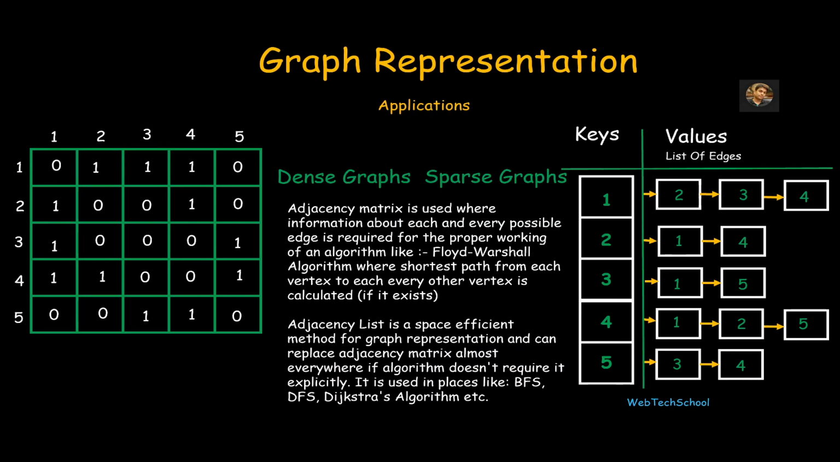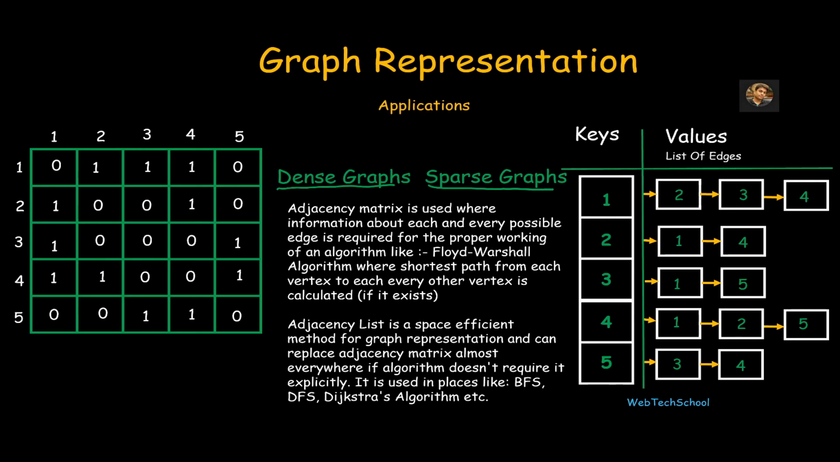It's recommended to use an adjacency matrix for dense graphs and an adjacency list for sparse graphs. Dense graphs are those which have a large number of edges, and sparse graphs are those which have a small number of edges. An adjacency matrix is used where information about each and every possible edge is required for the proper working of an algorithm, like the Floyd-Warshall algorithm, where the shortest path from each vertex to each other vertex is calculated if one exists.